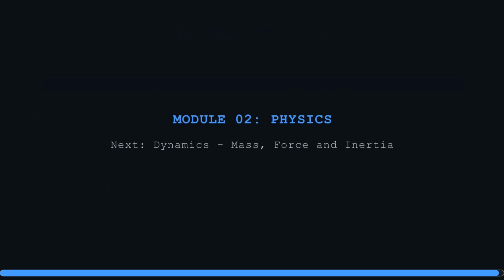That completes kinetics. Linear motion, rotational and periodic motion, vibration and resonance, and velocity ratio, mechanical advantage and efficiency. In the next video, we move on to dynamics, starting with mass, force, and inertia.